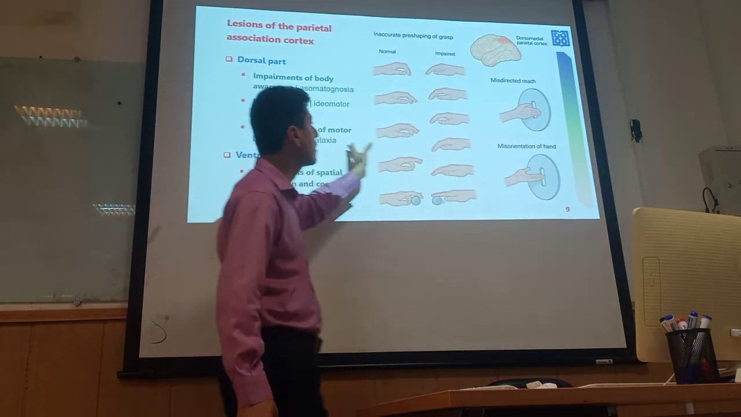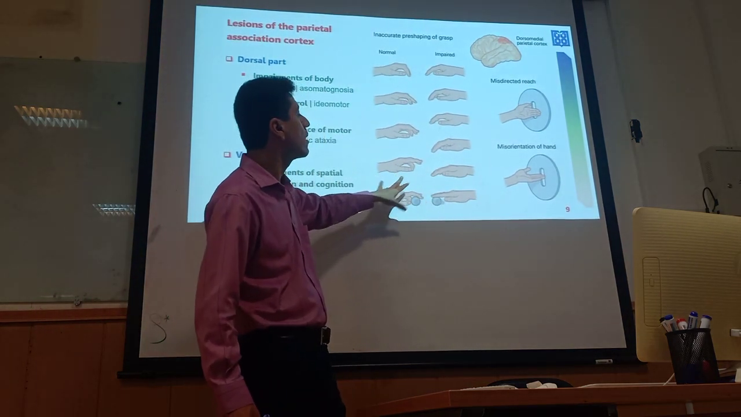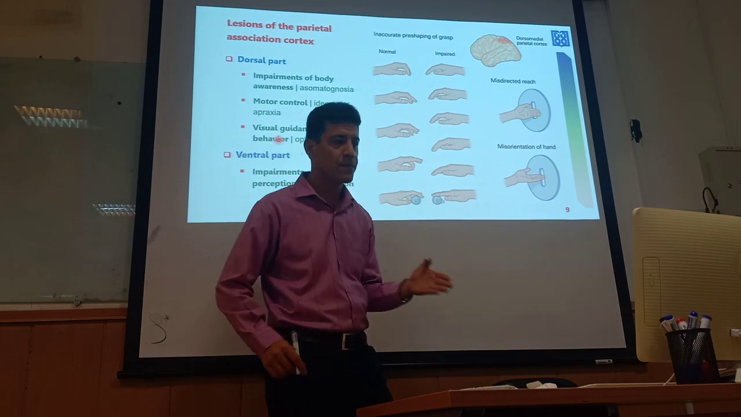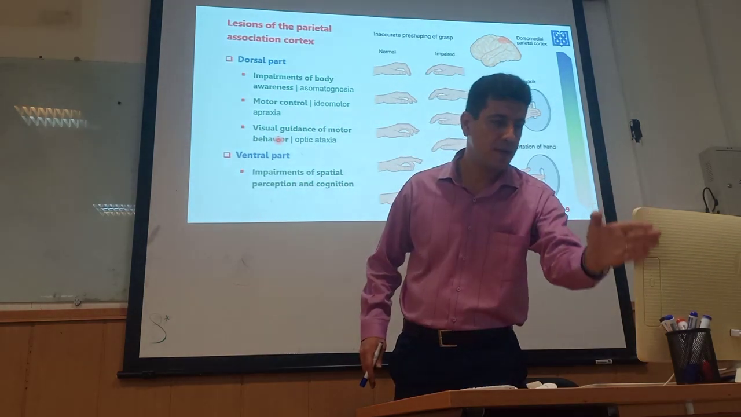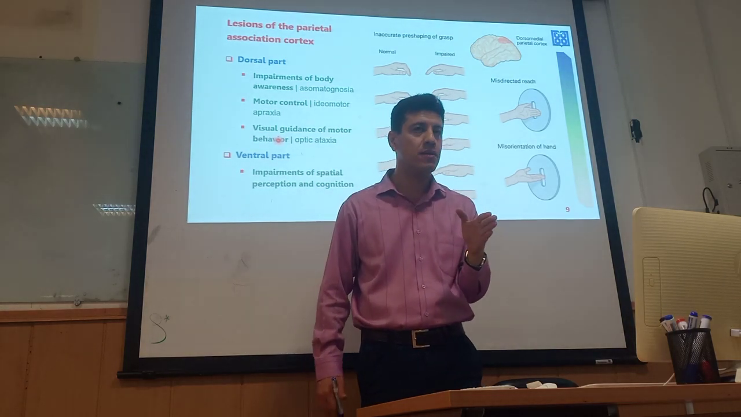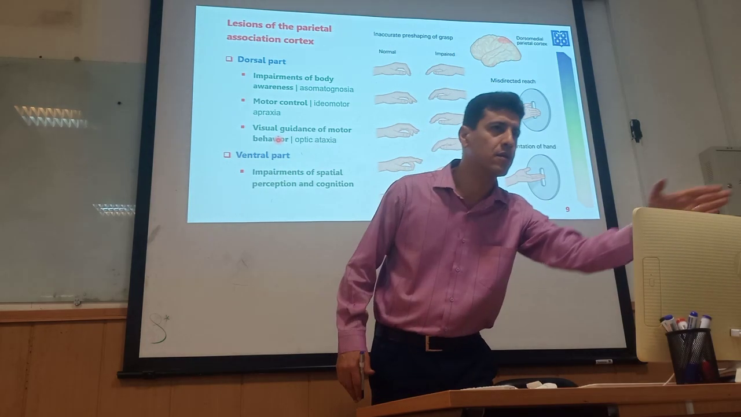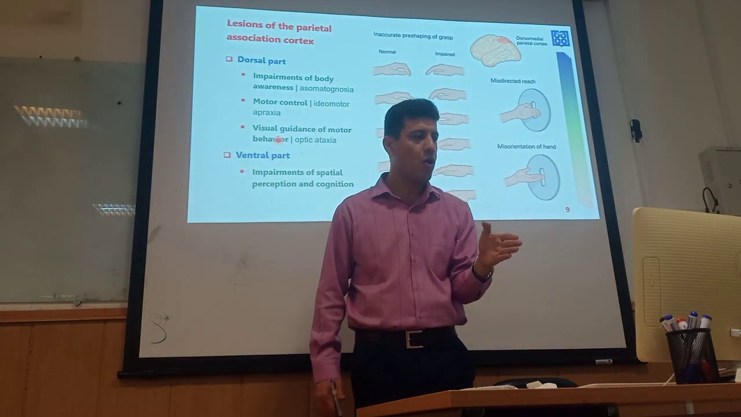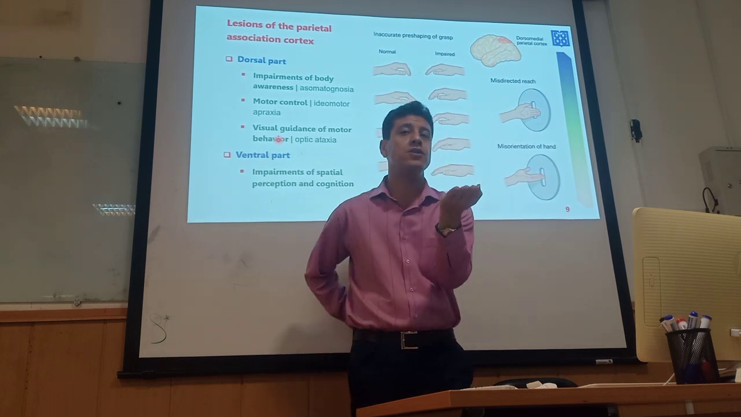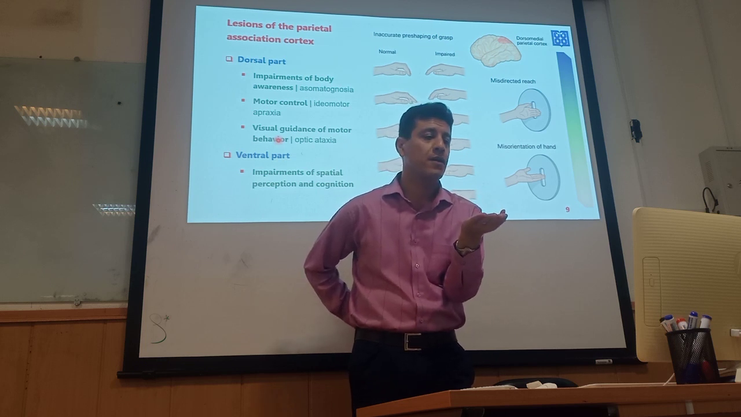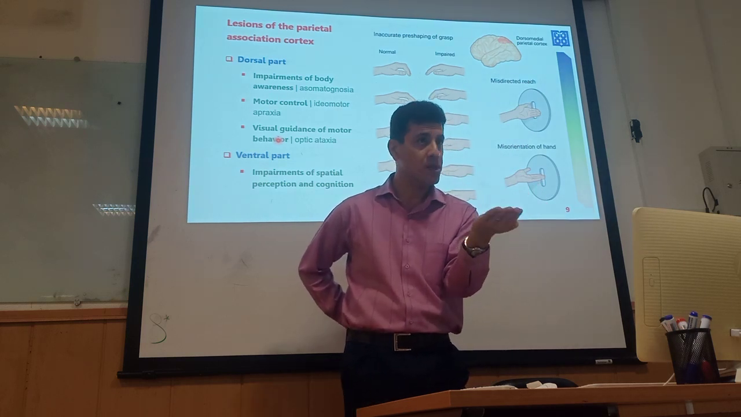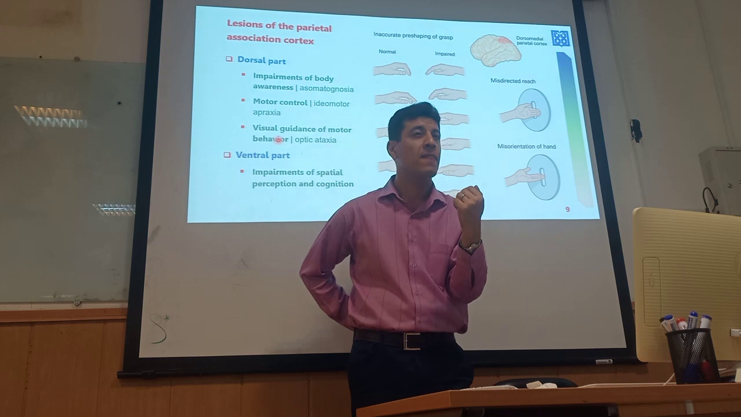For example, optic ataxia can be measured by this test. You can ask the patient to put their hand into this slit. Okay, so the patient should put the hand in the slit. Usually there is misdirection, so the patient misses the target. Or there may be misorientation. So the slit is vertical, but the patient actually approached the target with a horizontal hand. Okay, so misorientation, misdirection.